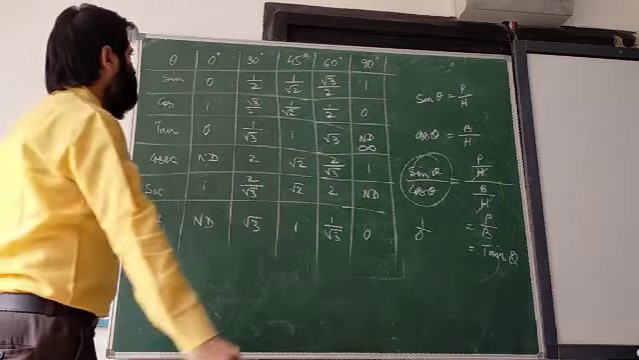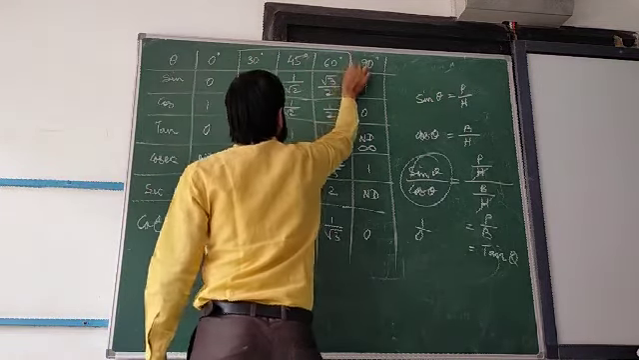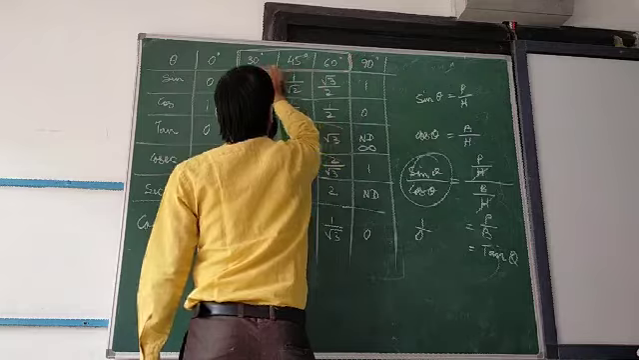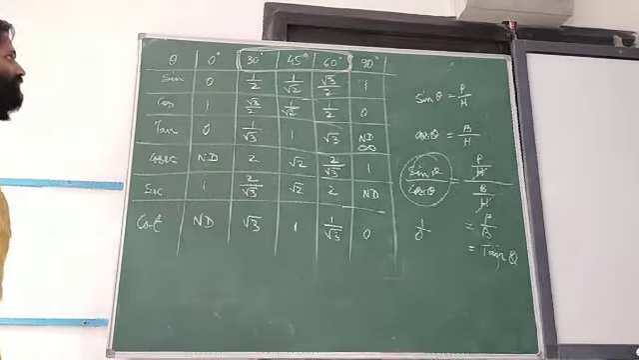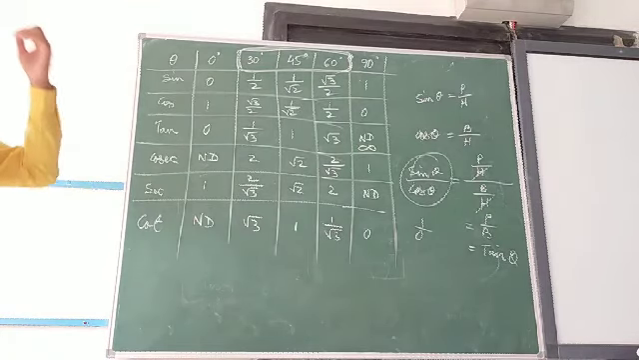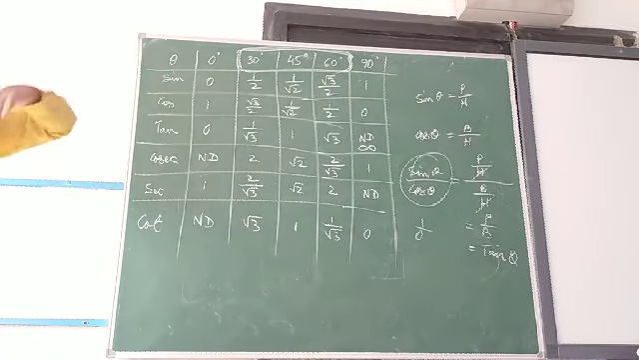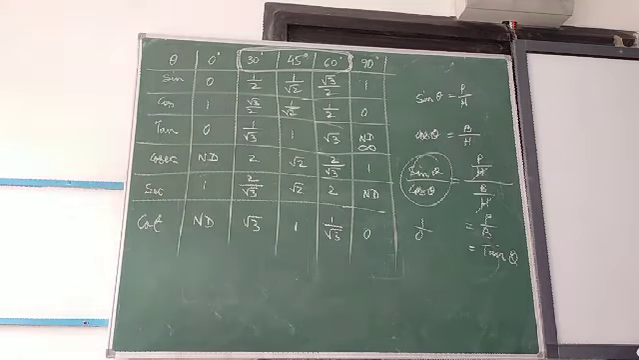In this chapter we will mainly study these 3 values. In other chapters also we will be studying these 3 values only. That means sin 30, 45 and 60, cos 30, 45 and 60, tan 30, 45 and 60. This way we will study.